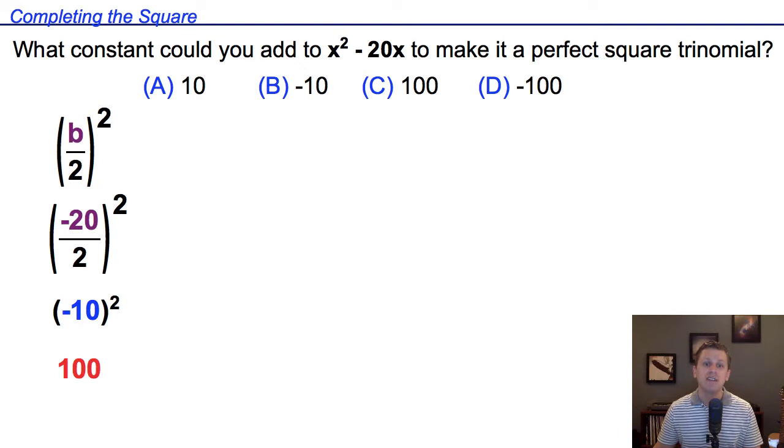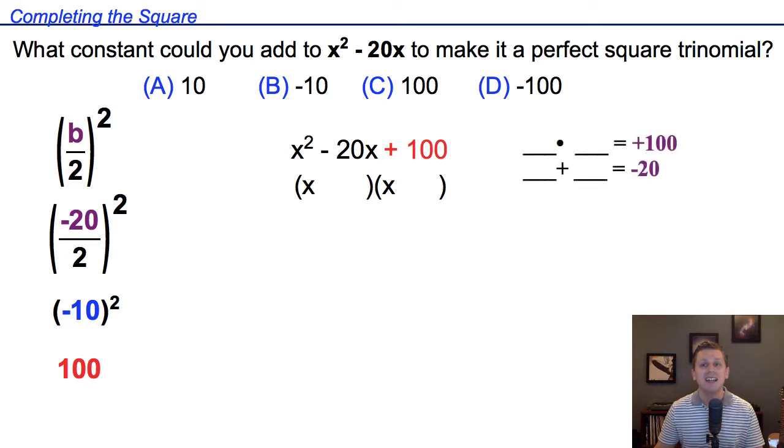To check our answer, let's rewrite our binomial, put the constant term of 100 there, and factor it just to make sure that it does have the same two binomial factors. Well, this is a trinomial, so it's going to factor like this. We'd find two numbers that multiply to 100 and add to -20. Those two terms are -10 and -10.